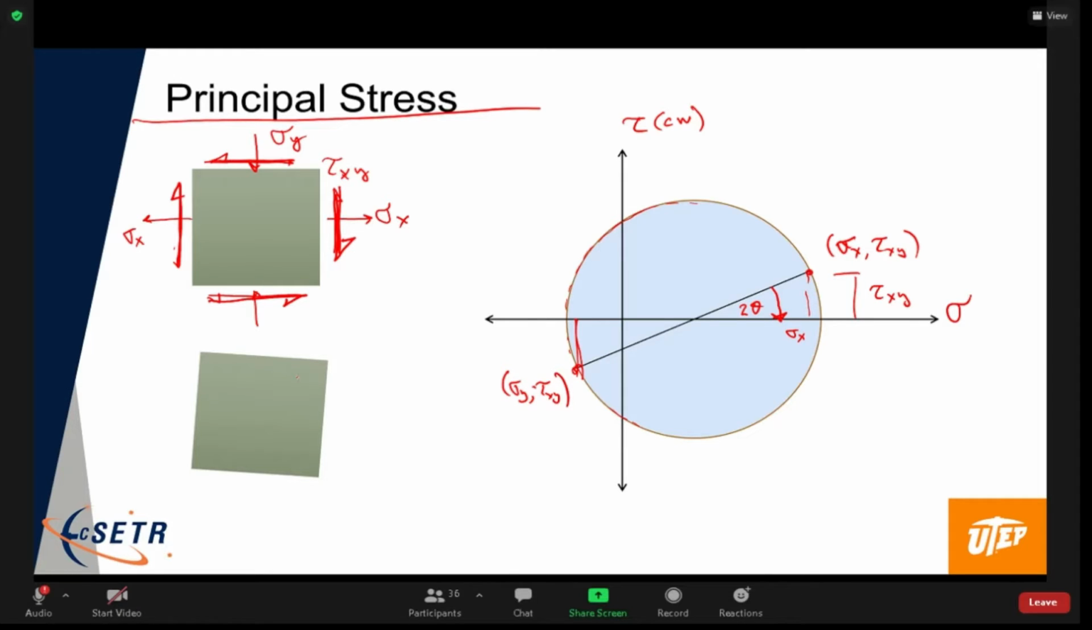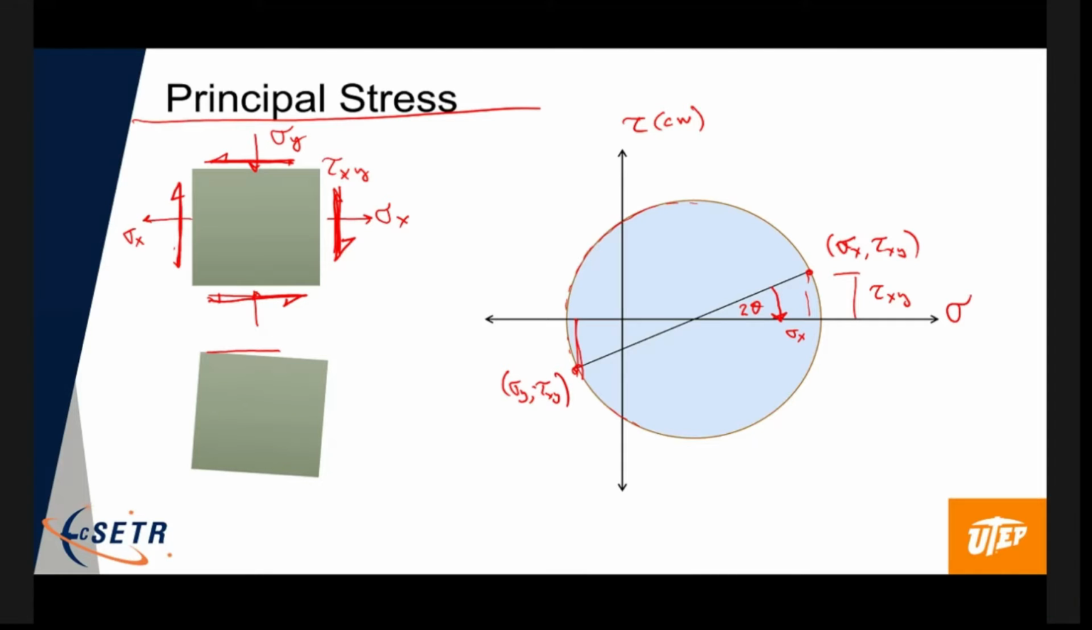This angle here is, well, let's do this one. We're rotating here by this angle, theta, half of this angle, because every angle in Mohr's circle is twice the physical angle. So 2 theta. What do we get? We get a stress state here and here. The interesting thing about this stress state is there is no shear stress.